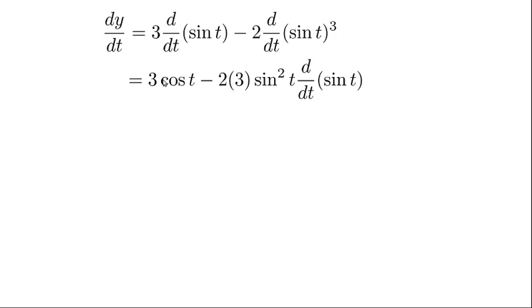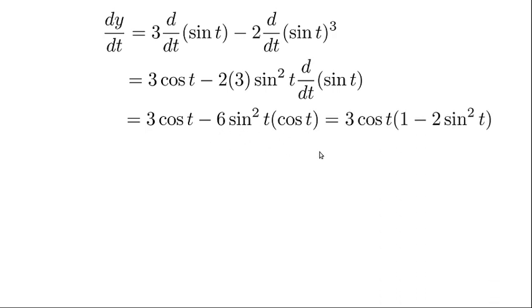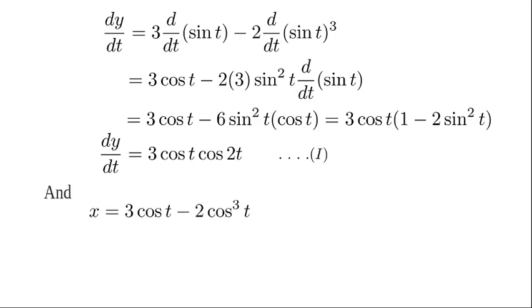Derivative of sin t is cos t, and here it is 3 sin square t into derivative of sin t. This is the point to be noted. This is a composite rule. It becomes 3 cos t minus 6 sin square t cos t. So 3 cos t is common. We take it out, into 1 minus 2 sin square t. 1 minus 2 sin square theta is cos 2 theta. So we get dy by dt equal to 3 cos t cos 2t. Let us call it equation 1.